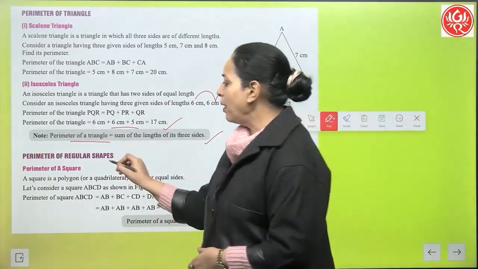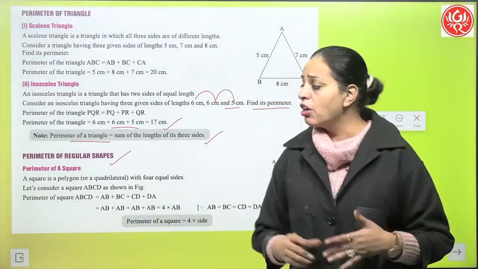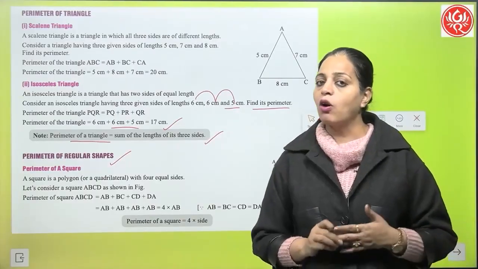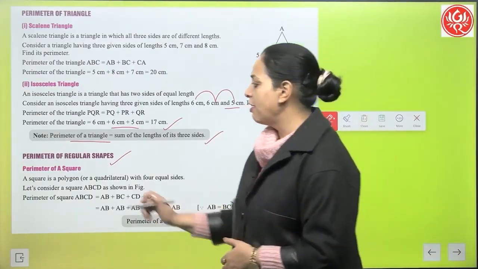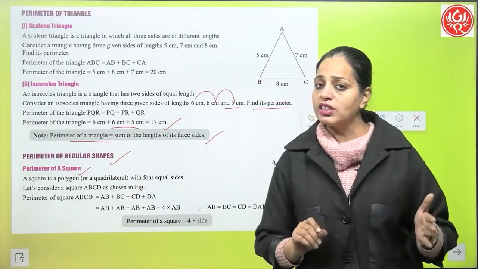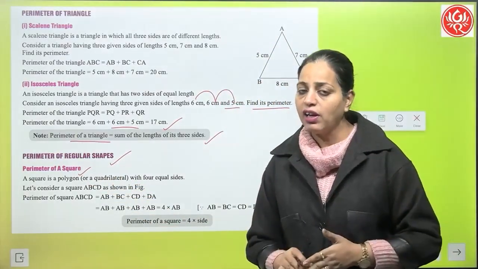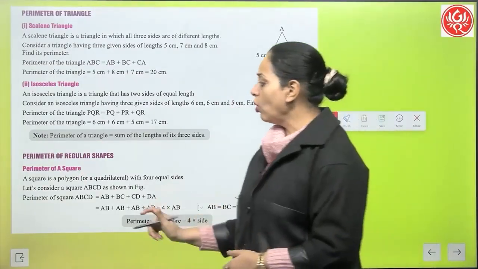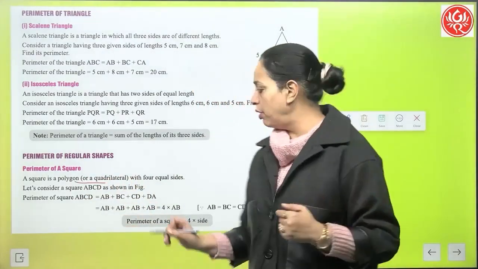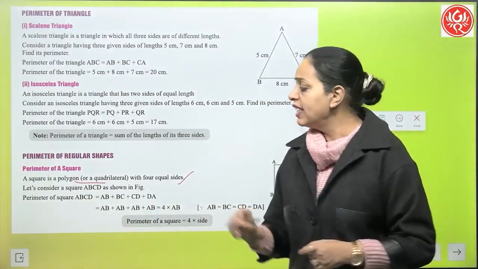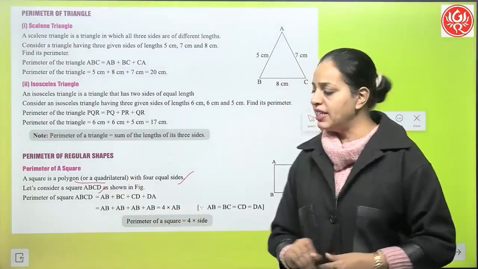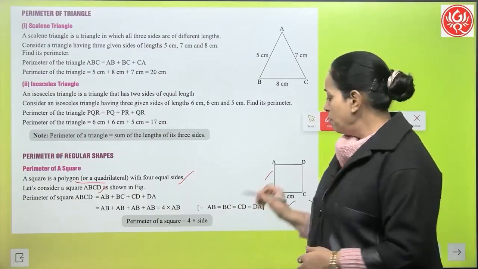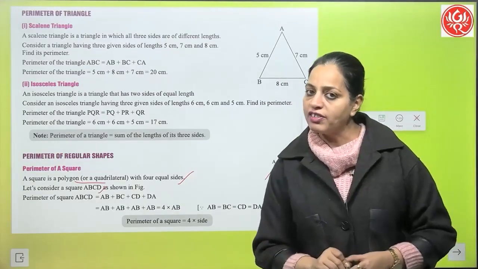So the next is perimeter of regular shape. What do you mean by regular shape? Regular means when all the sides and all the angles are equal. Let's see. Perimeter of a square. Square is a regular shape because all the sides are equal and all the angles are equal to 90 degrees. So now a square is a polygon or a quadrilateral with 4 equal sides. Let us consider a square ABCD as shown in the figure. Here side is 5 centimeter. Means all sides are equal to 5 centimeter.